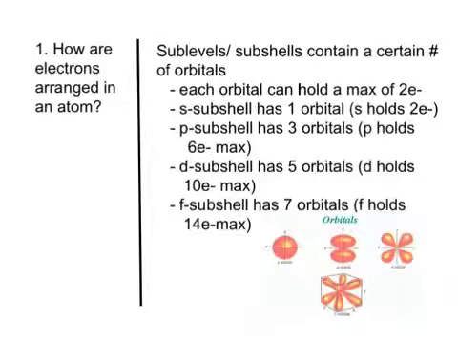If we take a look at it in this picture, the S subshell, remember, can hold 2 electrons maximum. The P subshell can hold 6 electrons maximum because there's 3 orbitals in that one. The D subshell holds 10 electrons maximum. And then the F subshell, the crazy big subshell, has 7 orbitals, so it can hold 14 electrons maximum.